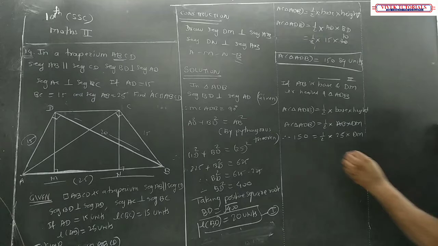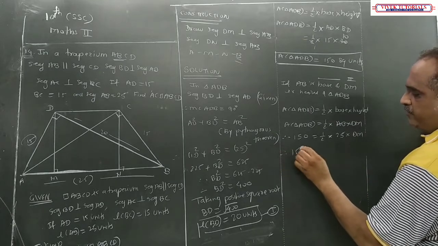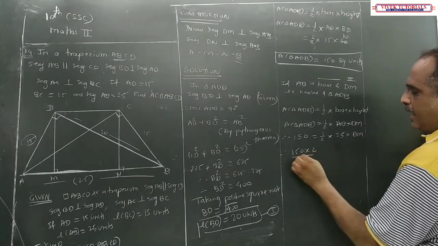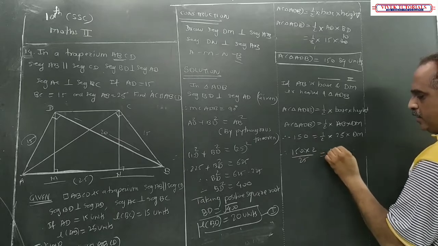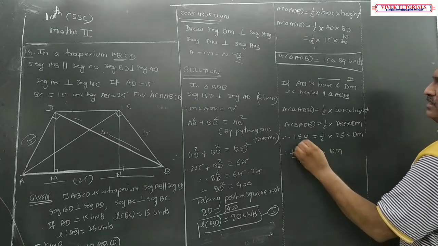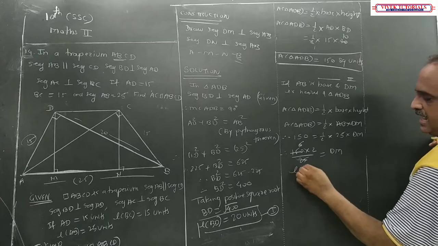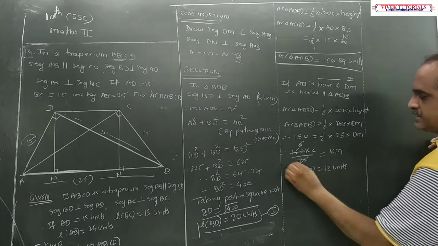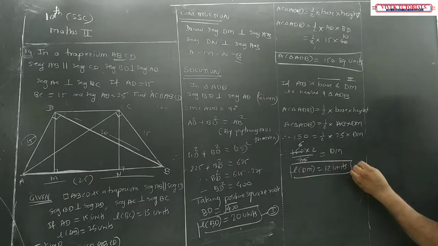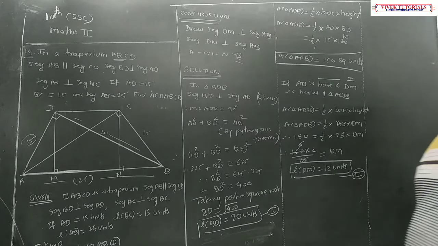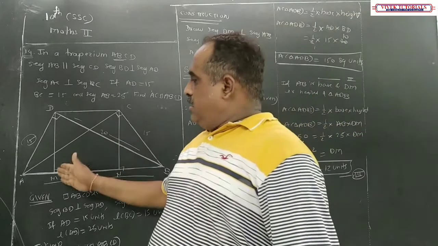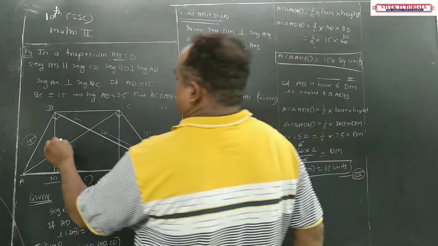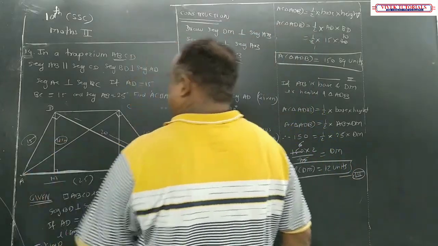So what you are getting is 150 into 2 upon 25 is equal to DM. 25 sixes are 150. Length DM is equal to 12 units. And this we are going to put in as equation number 3. Now we got DM as 12 centimeter. Is it right?